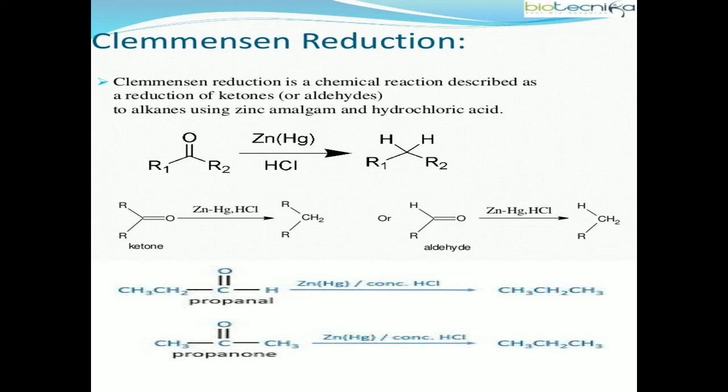Here one aldehyde is taken, propanal, under the reduction giving propane. Similarly, propanone, CH3COCH3, by the reduction with zinc amalgam and HCl giving propane. So in this way, aldehyde or ketone undergoes reduction in the presence of zinc amalgam to produce respective alkanes.